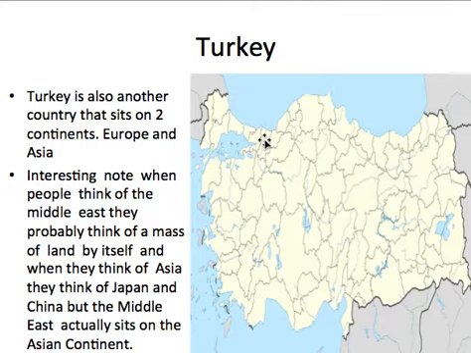Interesting note, when people think of the Middle East, they probably think of a massive land by itself. When they think of Asia, they think of Japan and China, but the Middle East actually sits on the Asian continent. Facts.